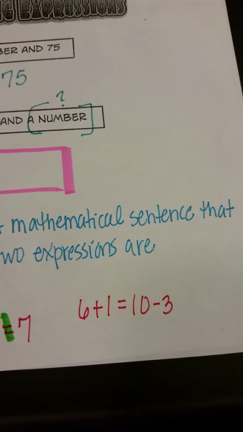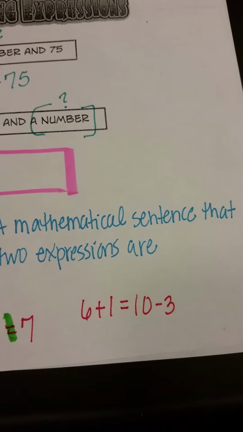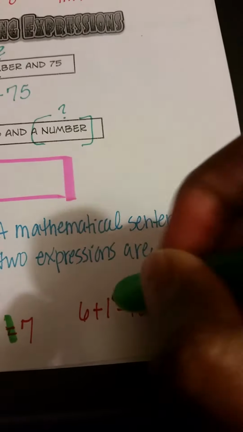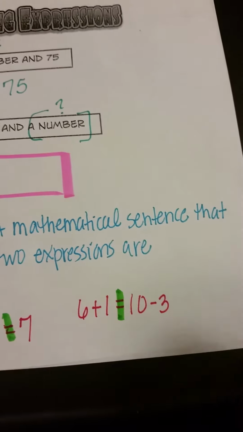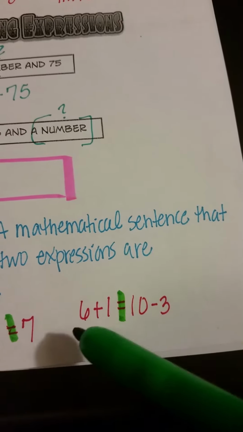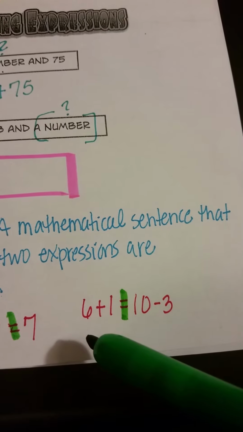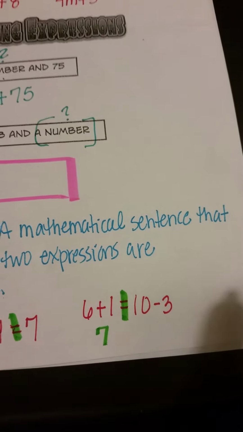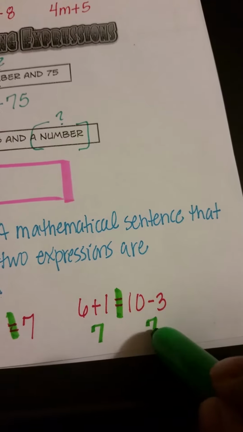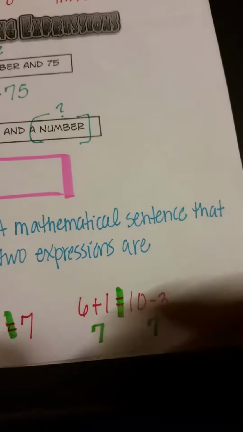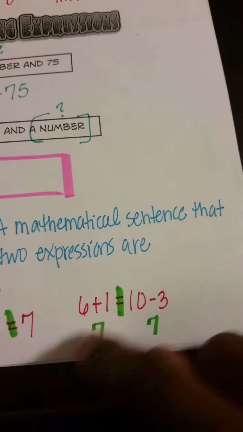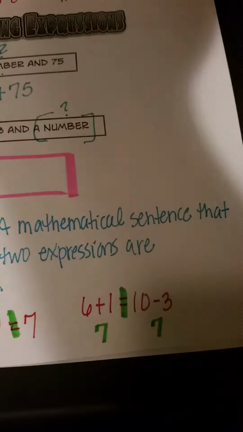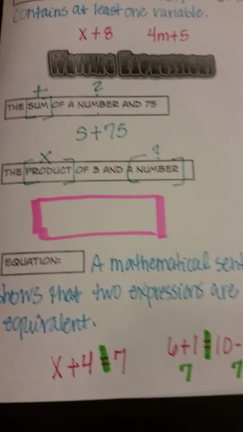Now you notice here that we don't have any variables in this equation, but it still makes it an equation because there is an equal sign. And like I said before, they have to balance out. So 6 plus 1 is 7, and 10 minus 3 is 7. So you see on both sides of the equal sign, it is balanced out because they are equal. That's what makes it an equation.